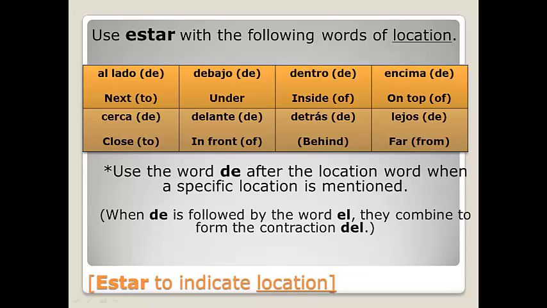And again, remember how when we use a and el when we're using the verb ir? If a and the definite article el come next to each other, we combine them to form al. We do a similar thing with the word de. So when de is followed by the word el, they combine to form the contraction del.